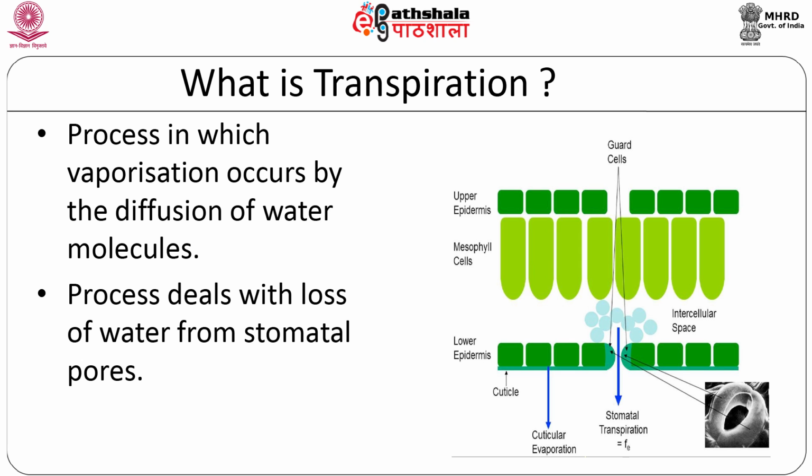Leaf transpiration is the process in which vaporization occurs by diffusion of water molecules from leaf chloroplast to the atmosphere via stomata. As you can see in the figure, transpiration is a loss of water in the form of vapor. Water is absorbed by the roots from the soil and transported as a liquid to the leaves via xylem. In the leaves, small pores, which are stomatal pores, allow water to escape as a vapor.